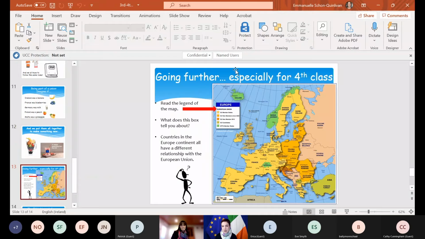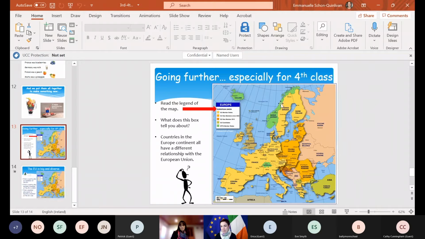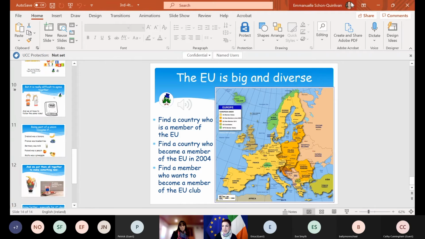I have a few extra slides if you want to go further, maybe with fourth class, looking at the map of who joined at what point, and to find different countries and get more into the nitty-gritty of the geography. So this is lesson 1.